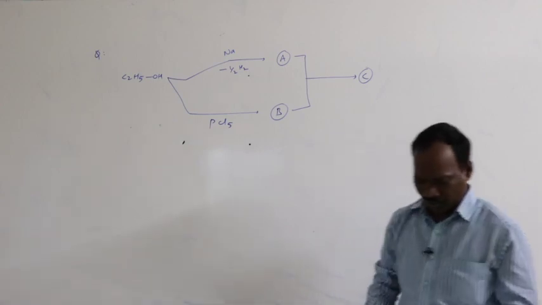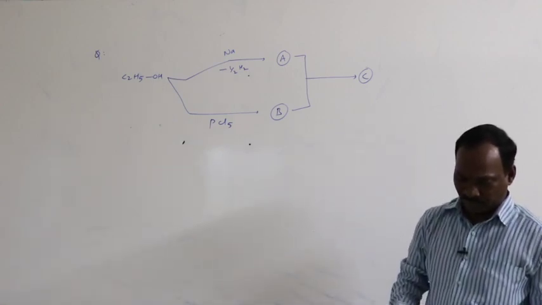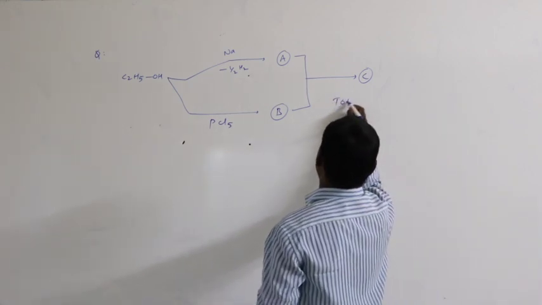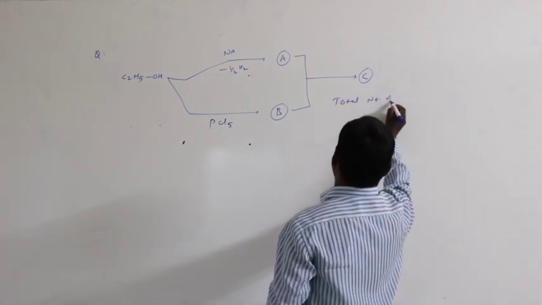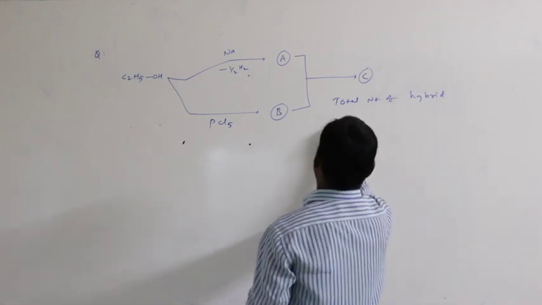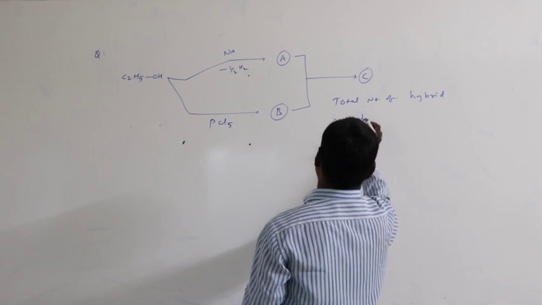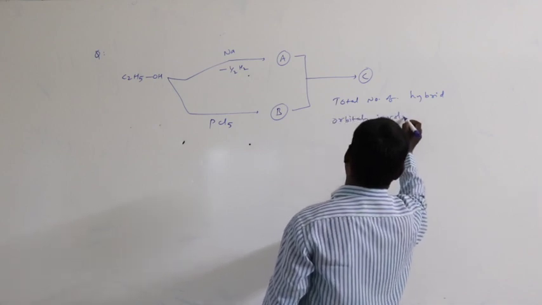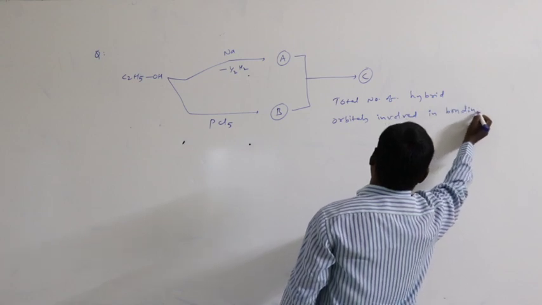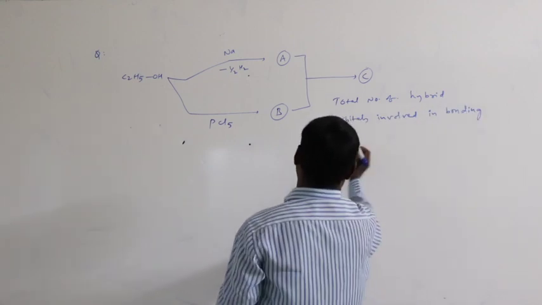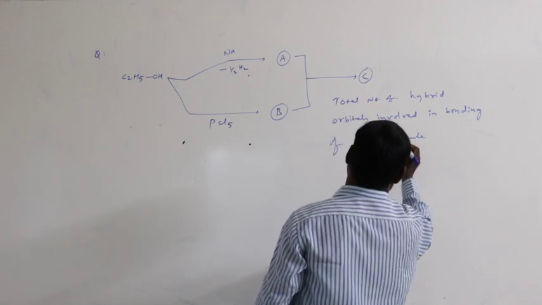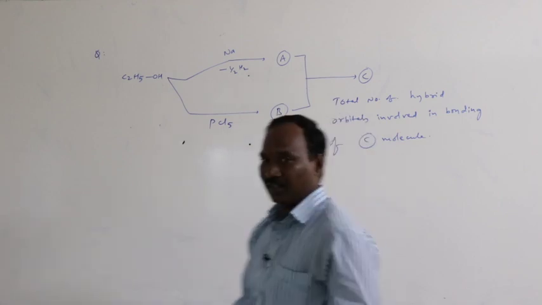Now the question is, total number of hybrid orbitals involved in bonding of C molecule, involved in the bonding of C molecule.